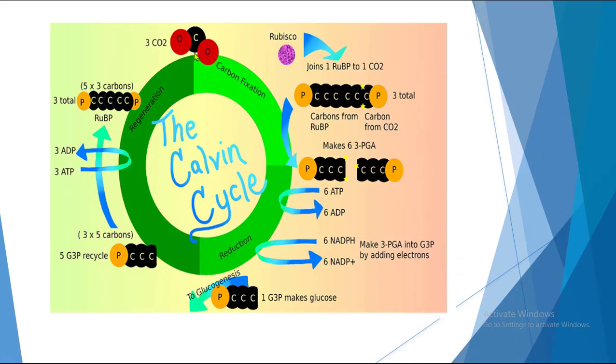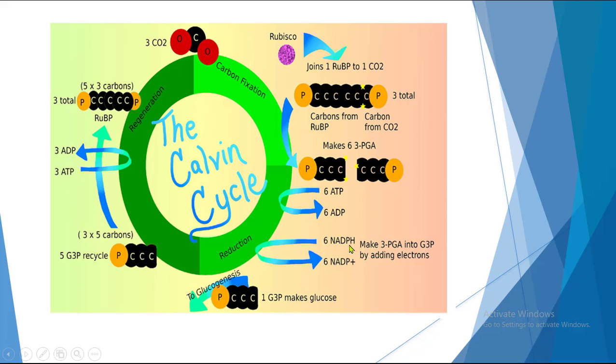So 3 carbon dioxide molecules combine with 3 5 carbon containing compounds to form 6 carbon containing compounds, which split into 6 3 carbon containing compounds. There were a total of 3 6 carbon containing compounds. When one breaks, it forms 2 3 carbon containing compounds. So all of the 3 compounds split, each will produce 2, and 3 multiplied by 2 is 6. So 6 3 carbon containing compounds, phosphoglyceraldehyde, are formed, and the next step is reduction.